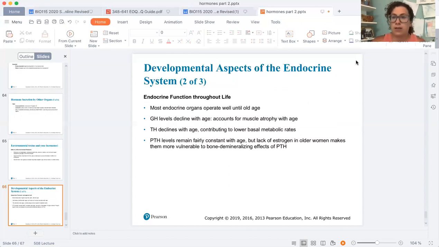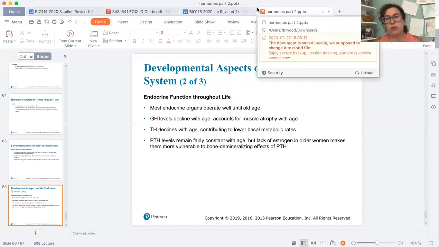So on that note, we're going to stop this screen share and we're going to go into the sensory organs.